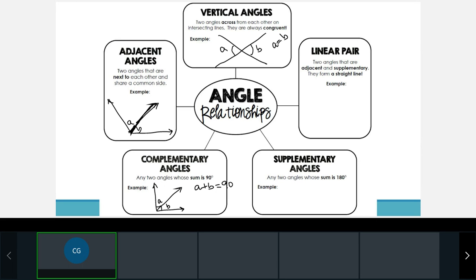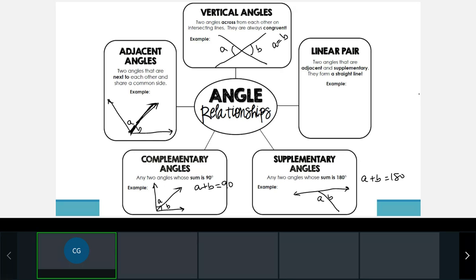Okay, supplementary means that I've got two angles whose sum is 180. Maybe the picture would look like this, where you have two angles, and their sum is 180. But they don't have to be adjacent, just as long as their sum is 180.